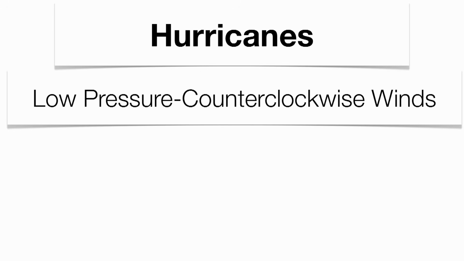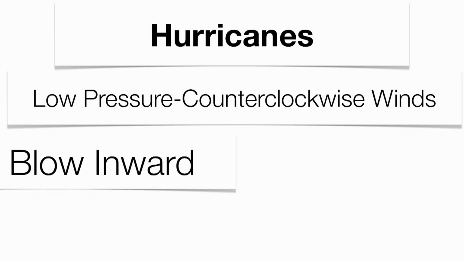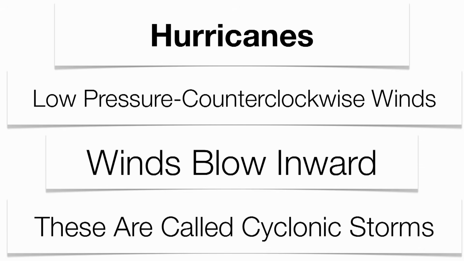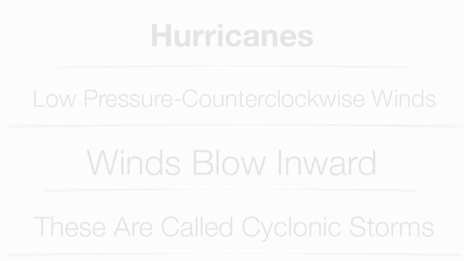Low pressure. Low pressure is always going to be associated with bad weather. A lot of moisture, a lot of precipitation. Low pressure always has counterclockwise winds. Those winds always blow inward, and sometimes these storms are actually called cyclones. So these storms are going to drop a tremendous amount of precipitation on large regions on the planet.